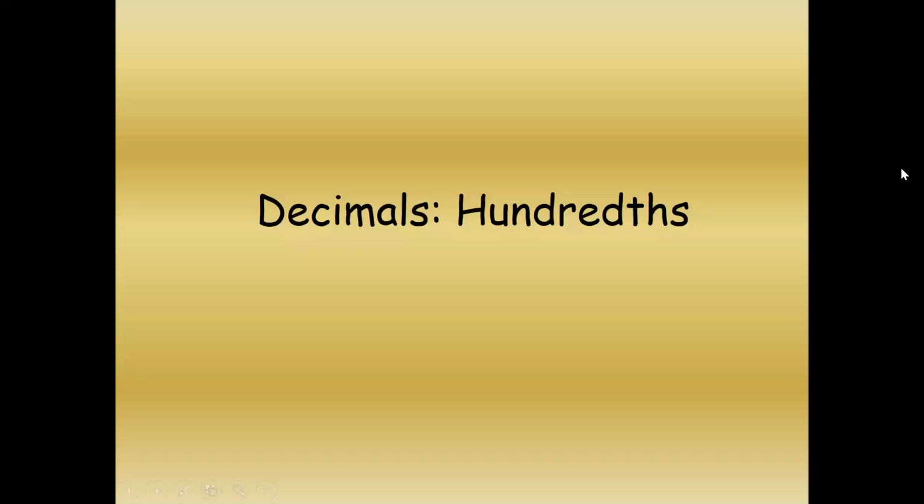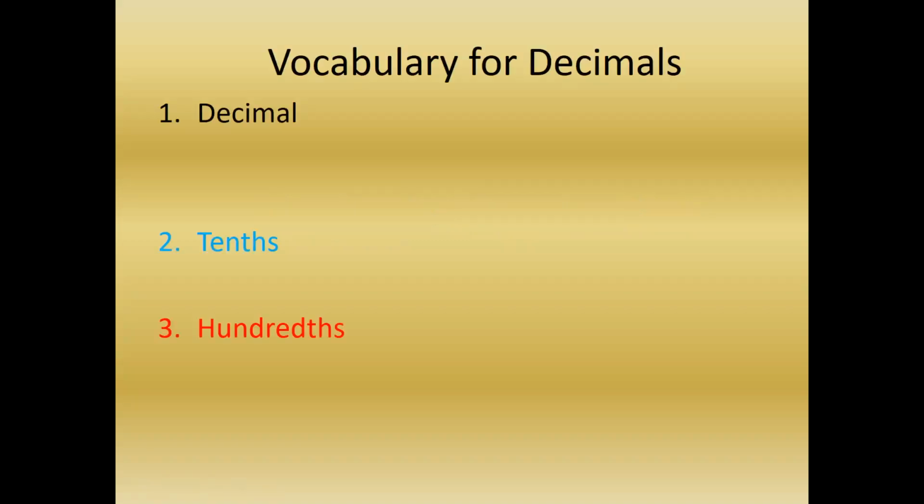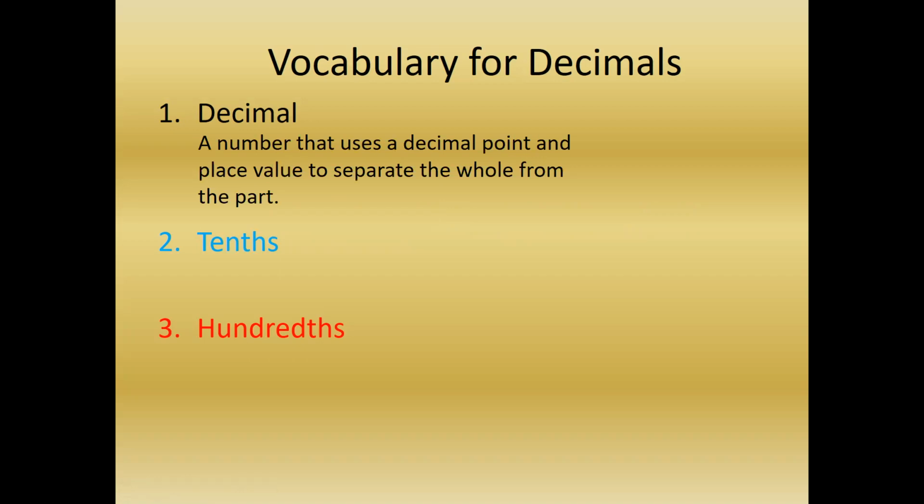Hi, grade 4. Today we're talking about decimals, but specifically our hundredths. So we're going to go over some vocabulary. So we have a decimal, so it's a number that uses a decimal point and place value to separate the whole from the part. So 4.82 would be a decimal.